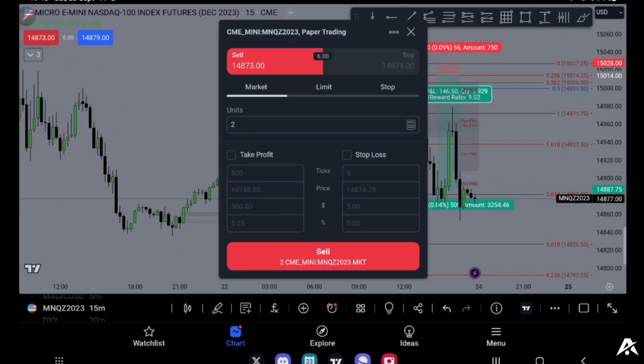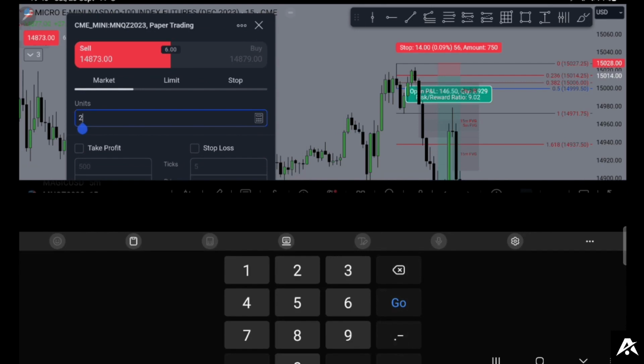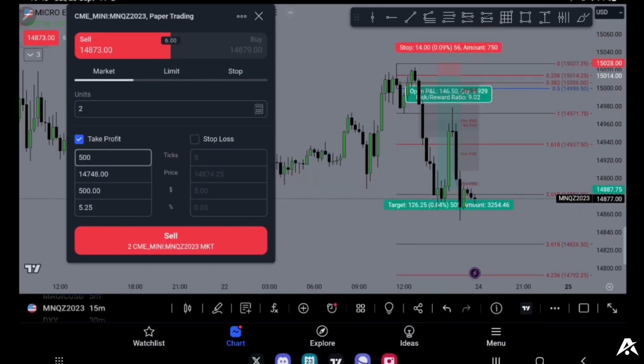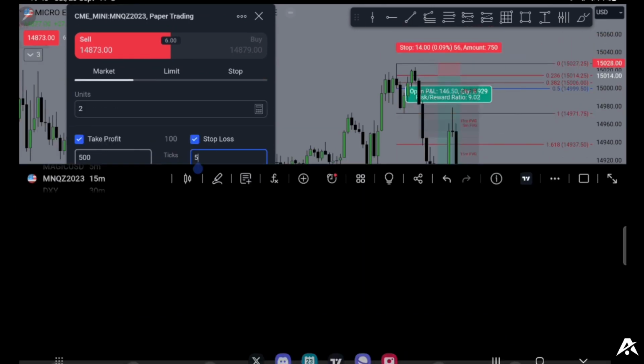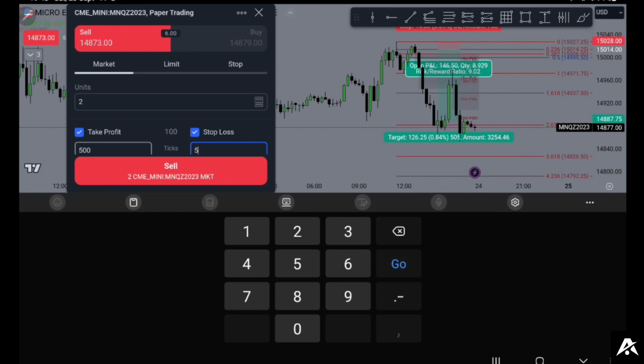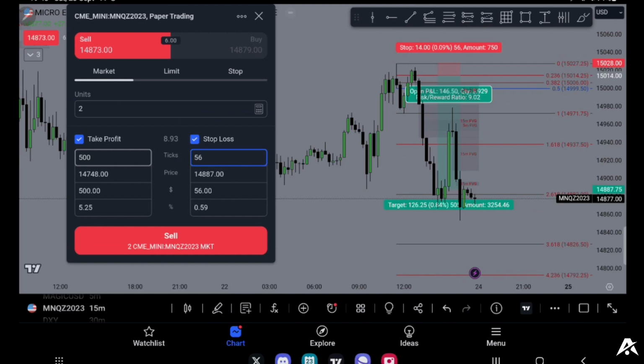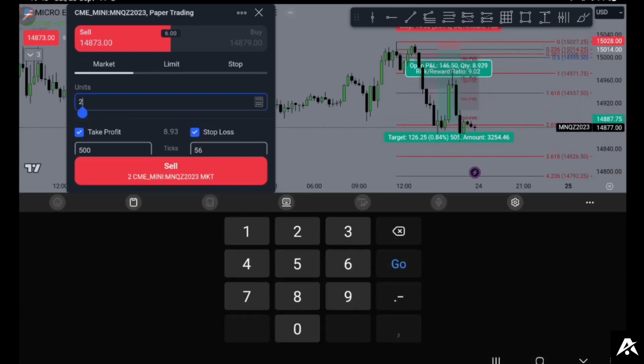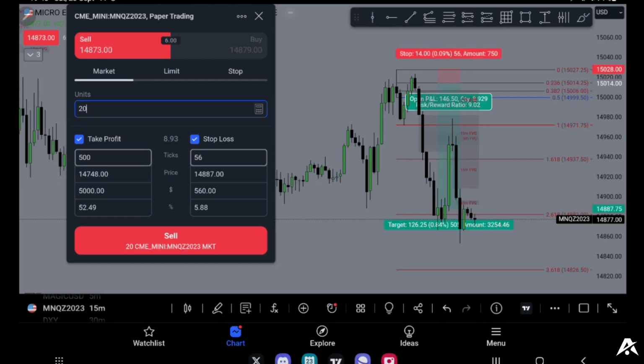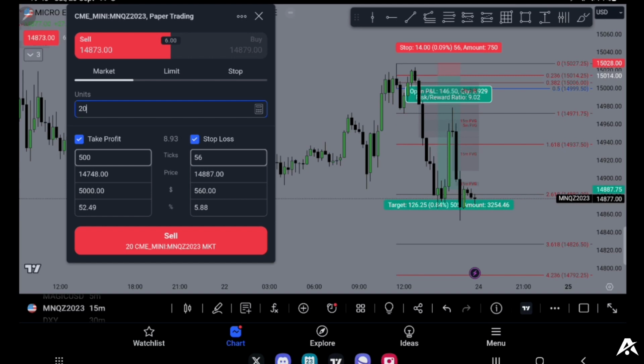let's calculate actually. It's much better if we calculate. So if I put in say 2 contracts and I go 500 ticks and my stop loss is 56 ticks, what am I risking? $56 to earn $500, which is stupid. Imagine someday you get better and you use, rather than 2 micros, you use 2 minis, which is 20 micros. You're risking $560 to make $5,000.